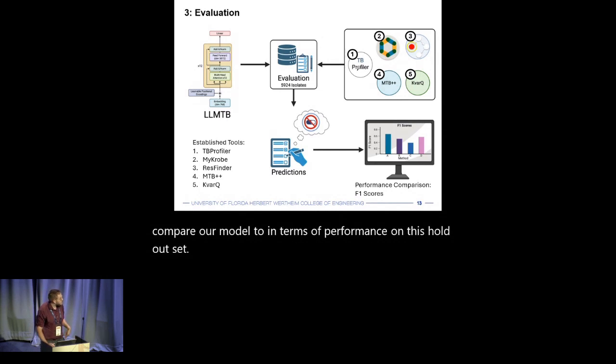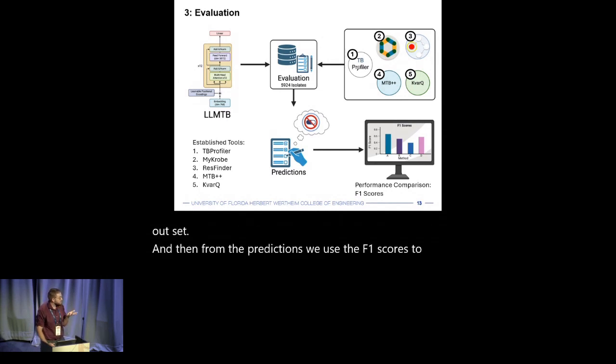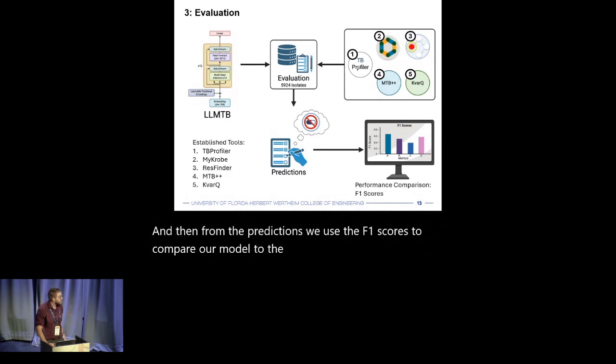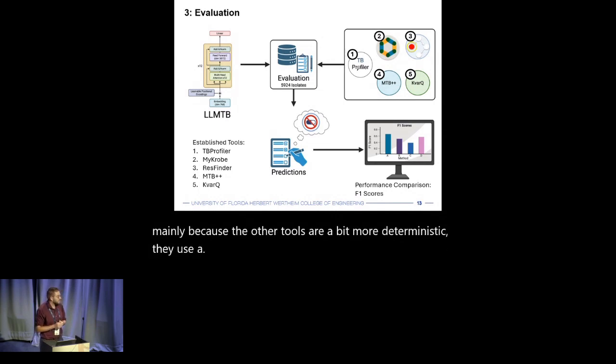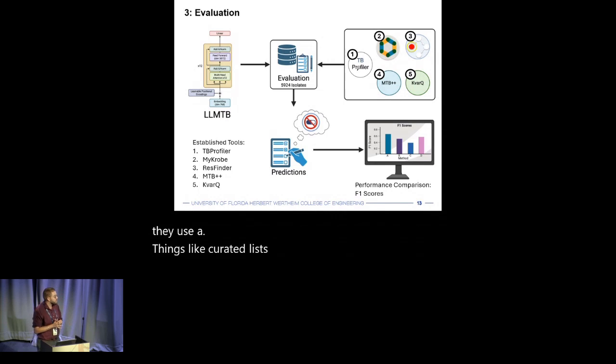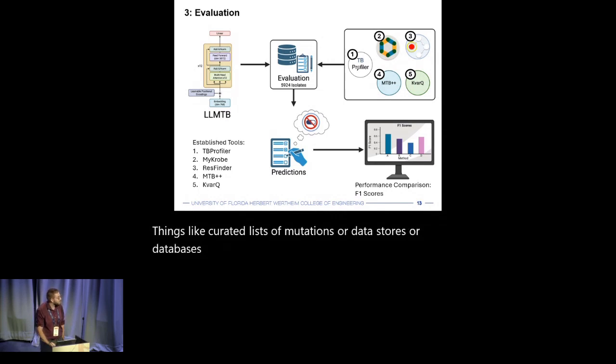And then from the predictions, we use F1 scores to compare our model to these other tools. This is mainly because the other tools are a bit more deterministic. They use things like curated lists of mutations or databases to help provide an output on resistance for MTB.